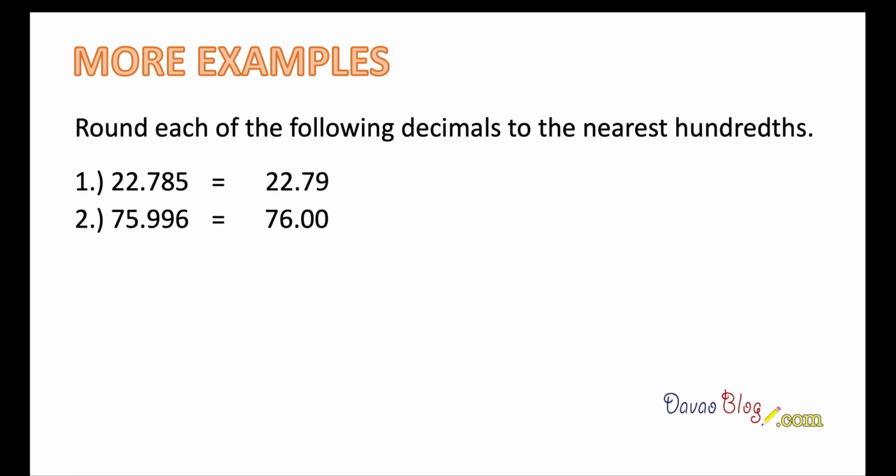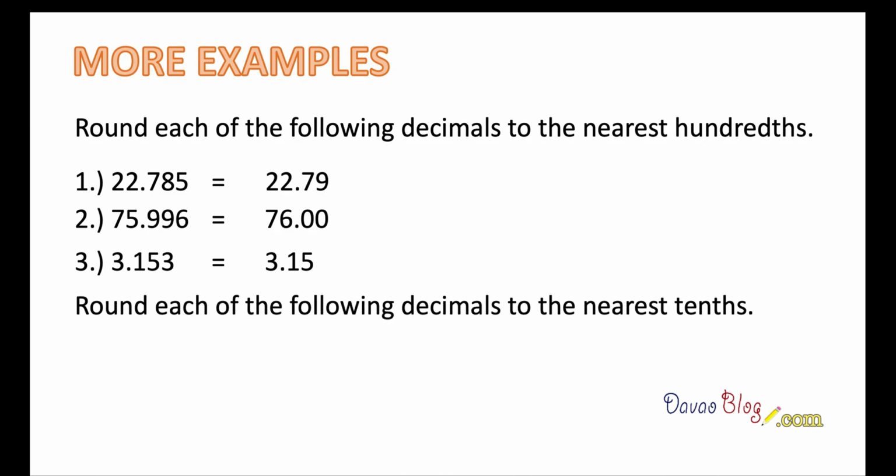Let's proceed. Number 3, example. We have 3.153 is equal to, so to the nearest hundredths, we have the place value 5. And then the next number at the right is 3. So it belongs to the 0 to 4, meaning to say we retain the number. So the answer is 3.15. Okay, let's proceed. We have more examples.